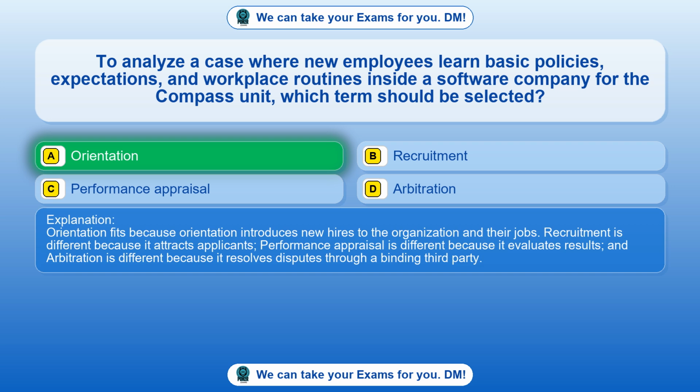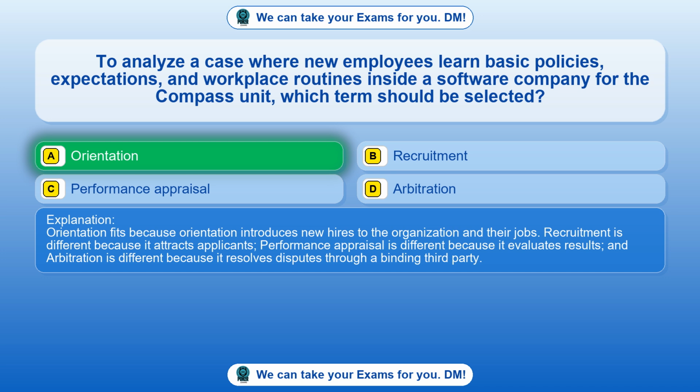Orientation fits because orientation introduces new hires to the organization and their jobs. Recruitment is different because it attracts applicants. Performance appraisal is different because it evaluates results, and arbitration is different because it resolves disputes through a binding third party.